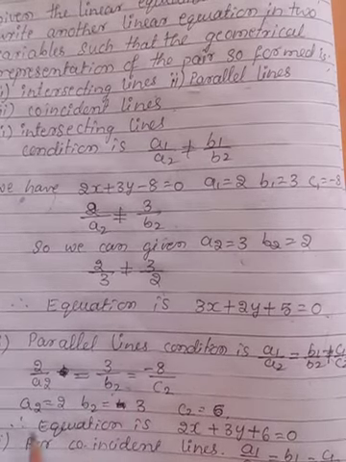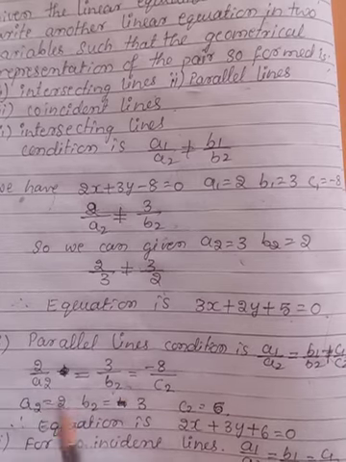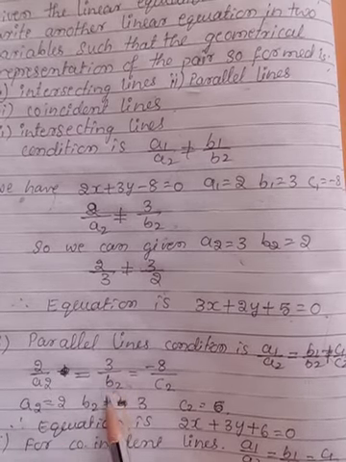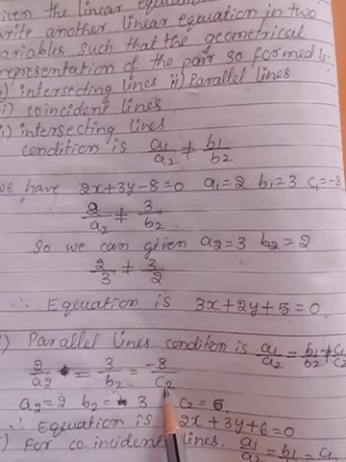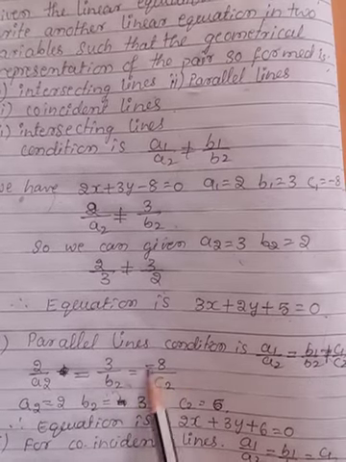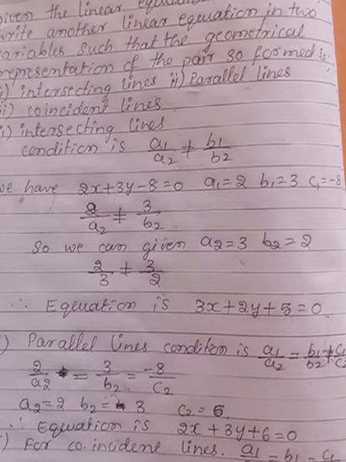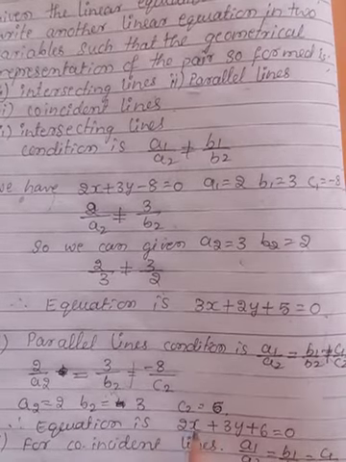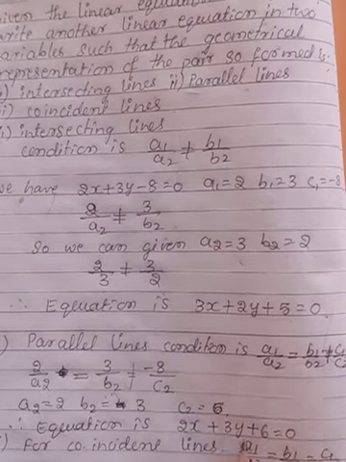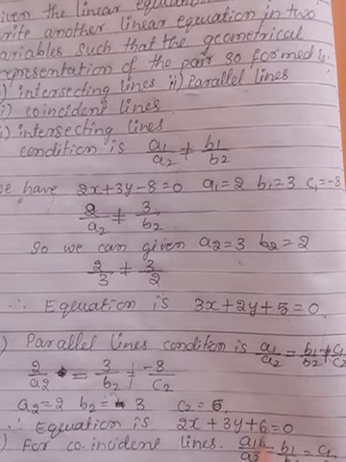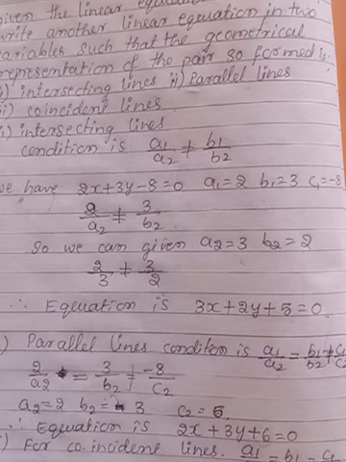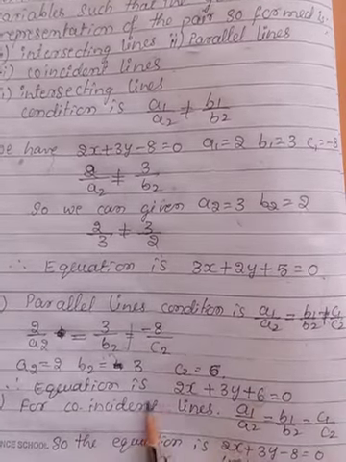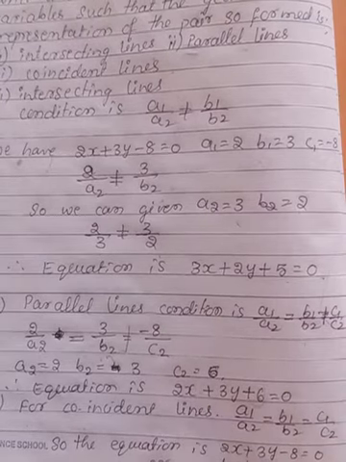For that reason, a2 you give as 2 because 2 by 2 is 1. And b2 you give as 3 because 3 by 3 is 1. And c2 you give something else so that it cannot be equal to this. Okay, it should not be equal. That's why I have given the equation as 2x + 3y, here I give + 6. This is the second equation for parallel lines.